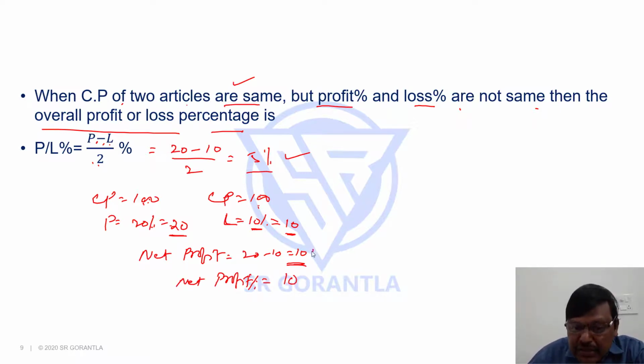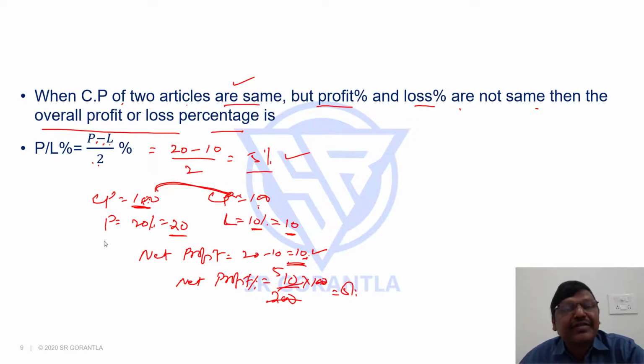I earned a 10 rupees profit on what investment? On only 100 rupees. This 10 rupees is the combined profit, the net profit on two articles. So what is the total investment? Not 100 rupees, it is 200. That's why 10 by 200 into 100. You can see 10 by 2, 5%. That's what we are doing here, right? So this is the third model.